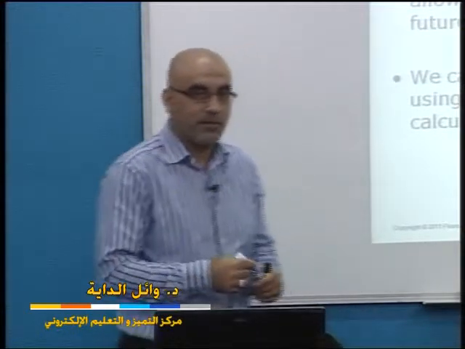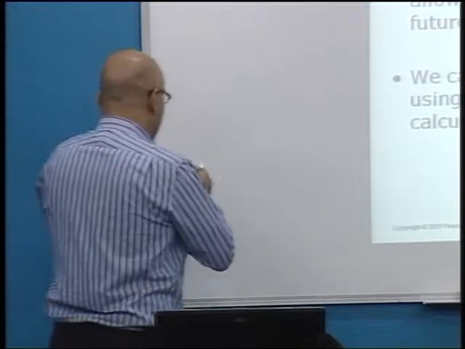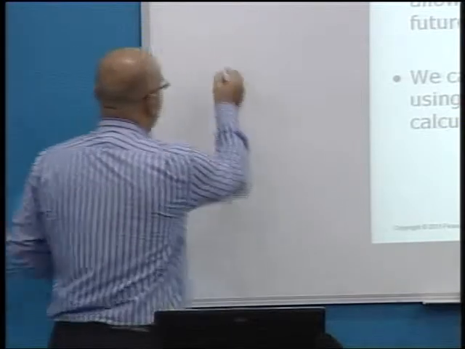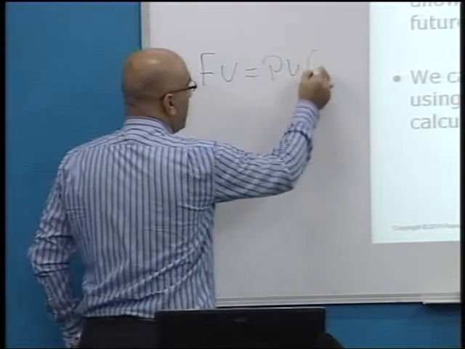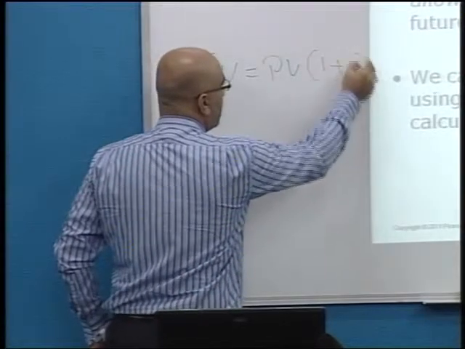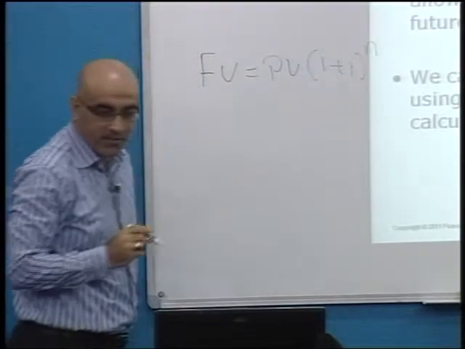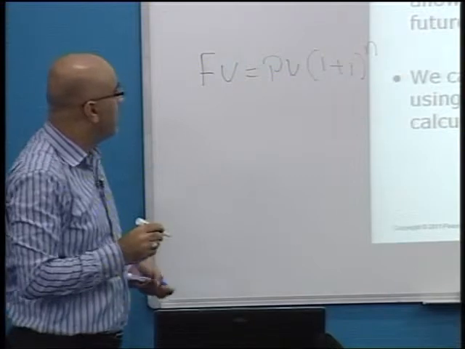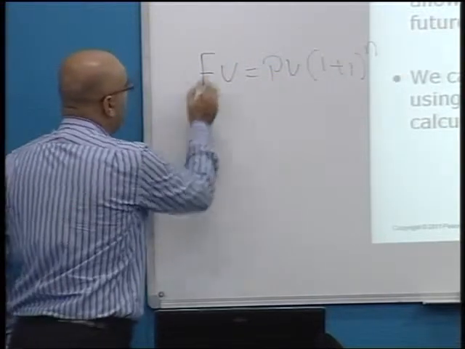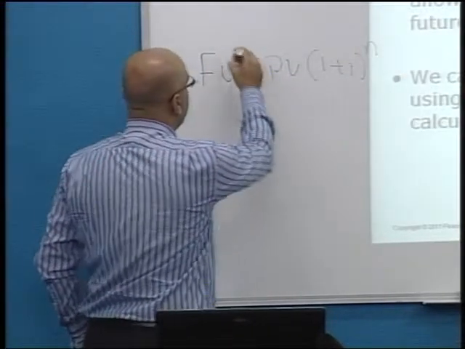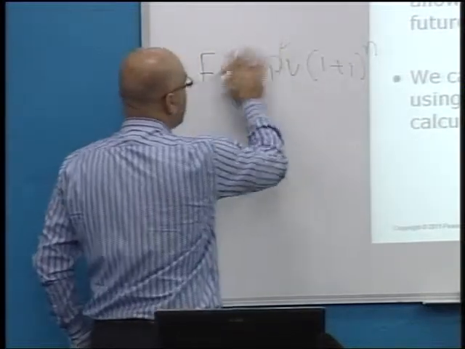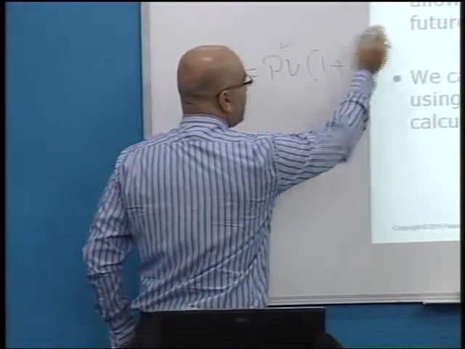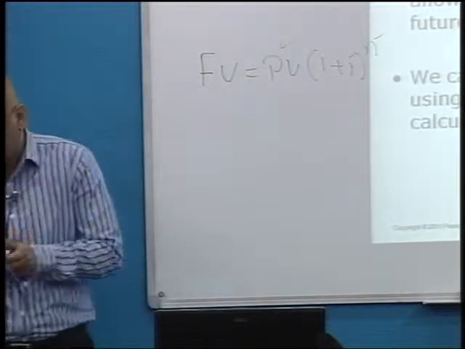Future value and how we estimate the future value. So the future value, just to remind you, is equal to the present value times 1 plus I power n. Okay, so this is fine. Now, in the question, it will give you the future value, the present value, the I and n.